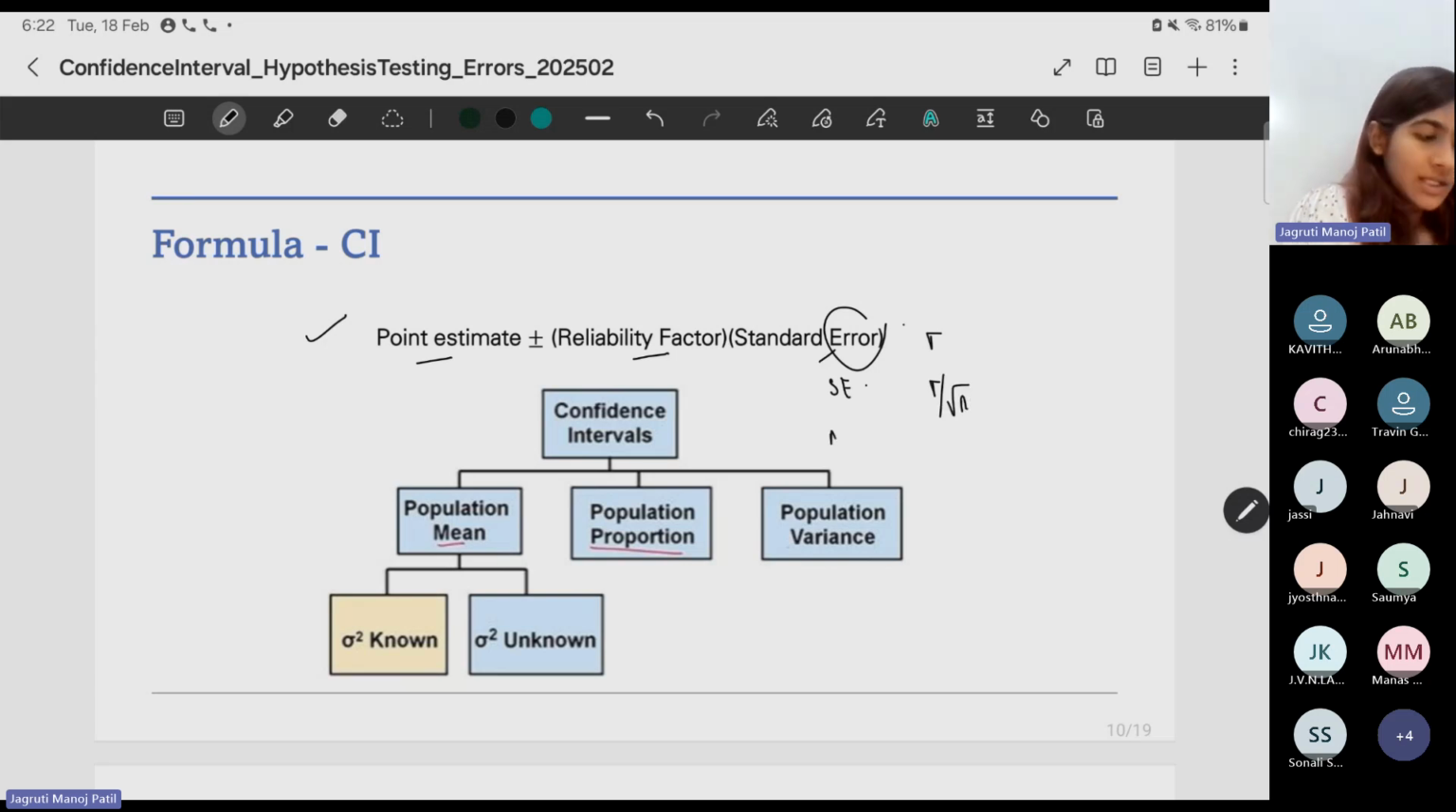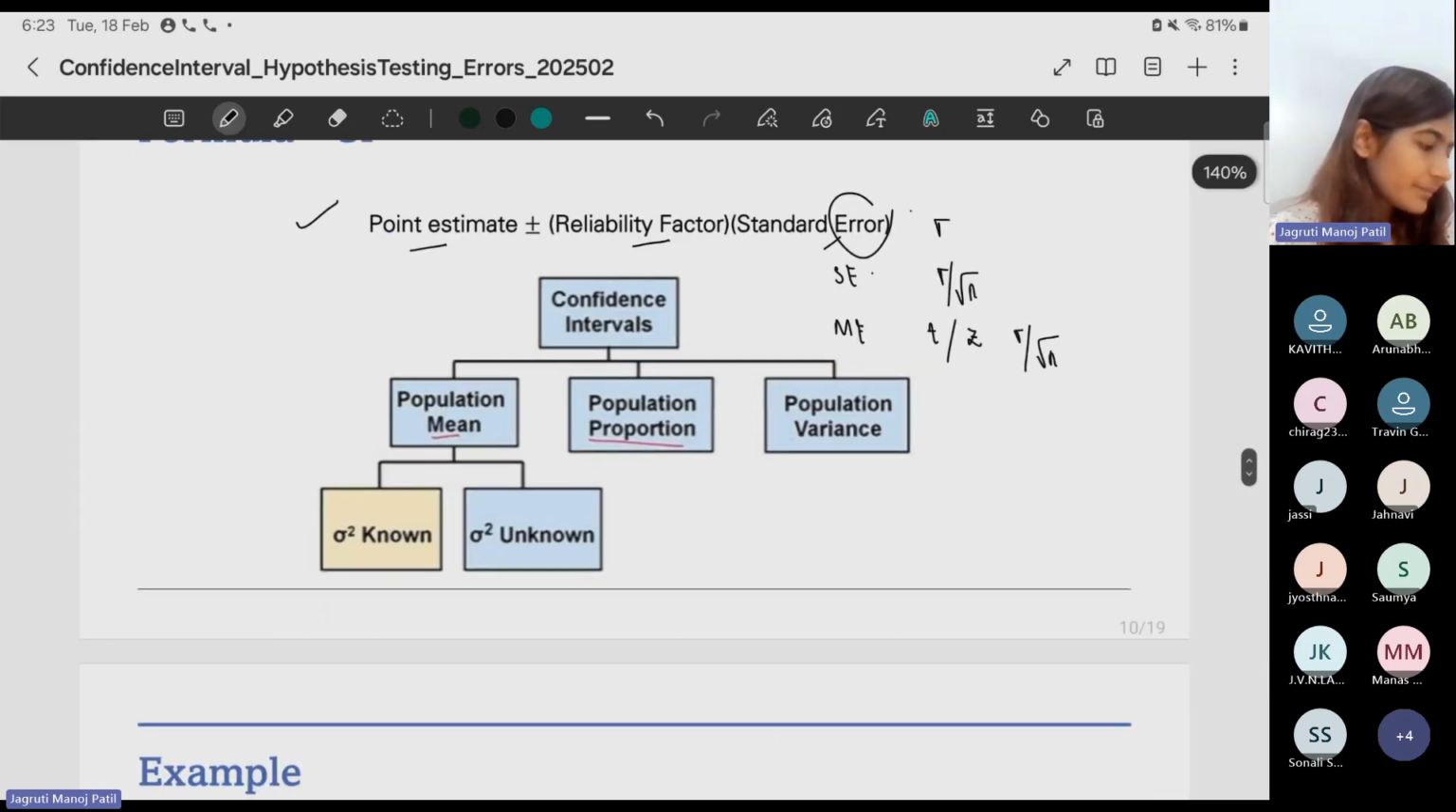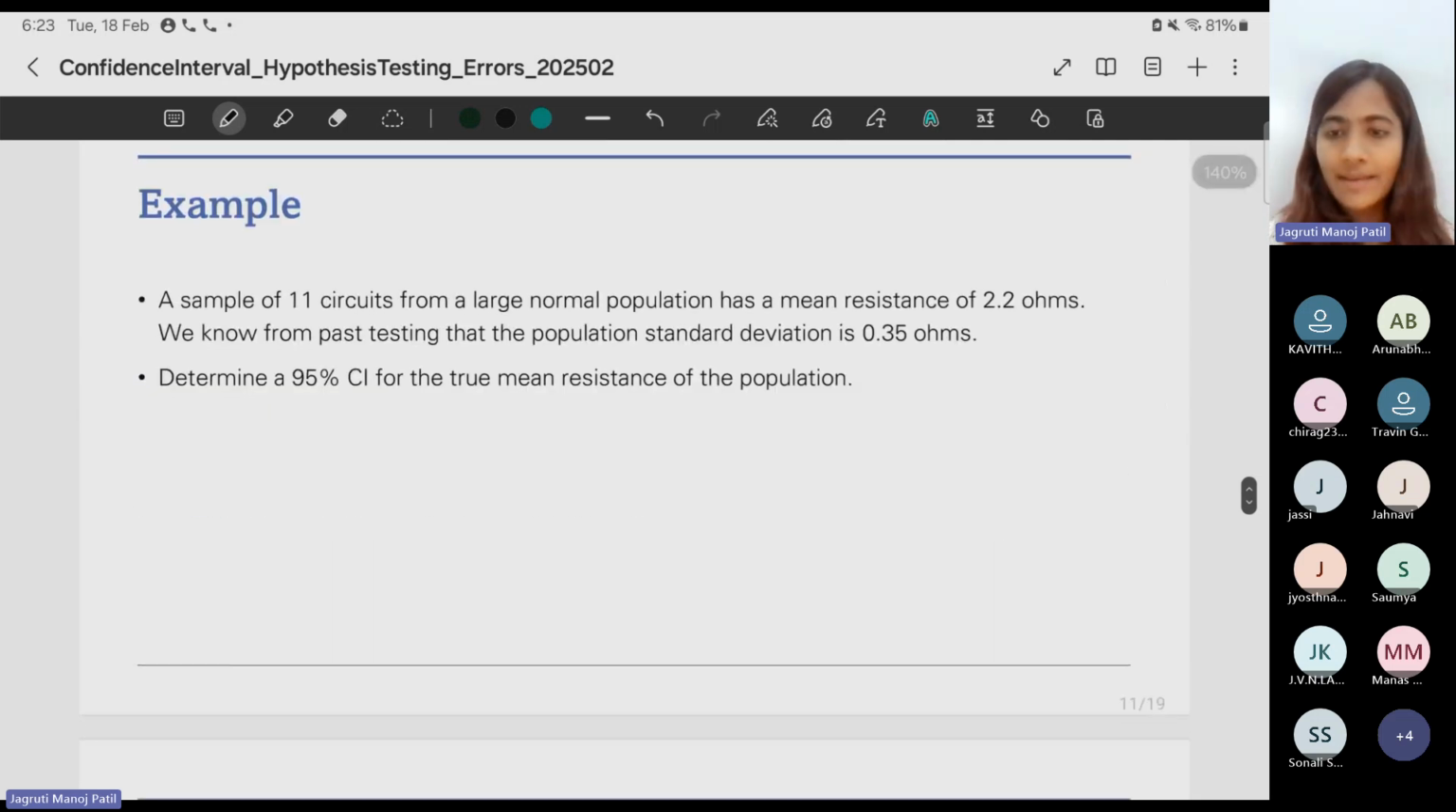If you say margin of error, that is a t distribution or z distribution value multiplied by your standard error. So these are the three different types of errors you always have in this kind of distribution. It's better if you know the differences between all of them, as it can be a tricky question if asked. We'll do a quick example over here.